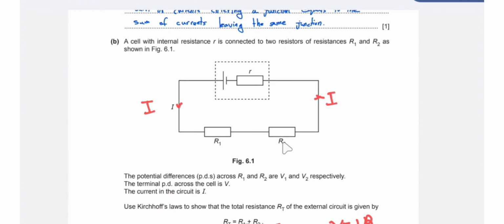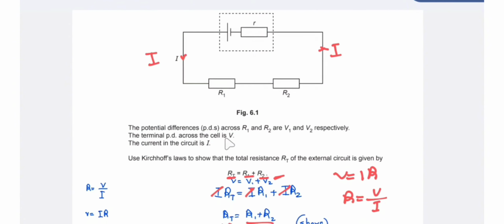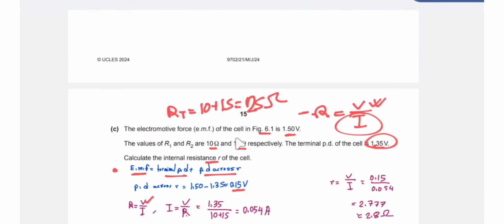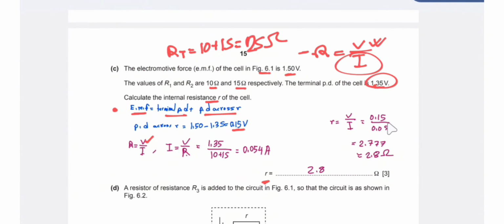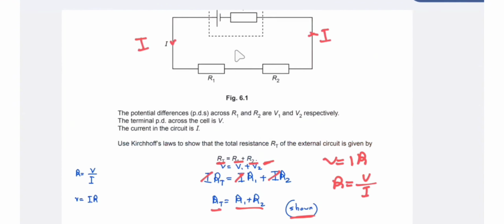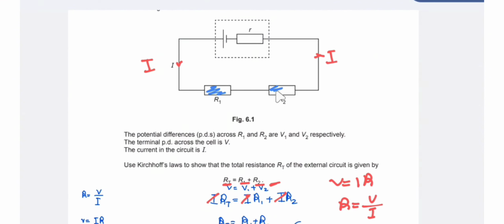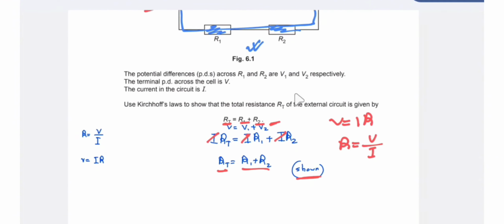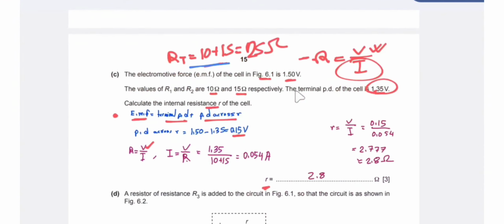So we know the value of the total resistance of R1 and R2 across the terminals. Since R1 and R2 are at the terminals of the cell, what is the value of the terminal potential difference? The value of the terminal potential difference is 1.35 volt.